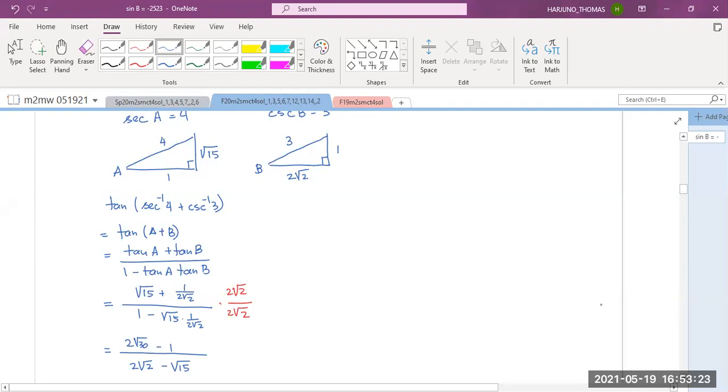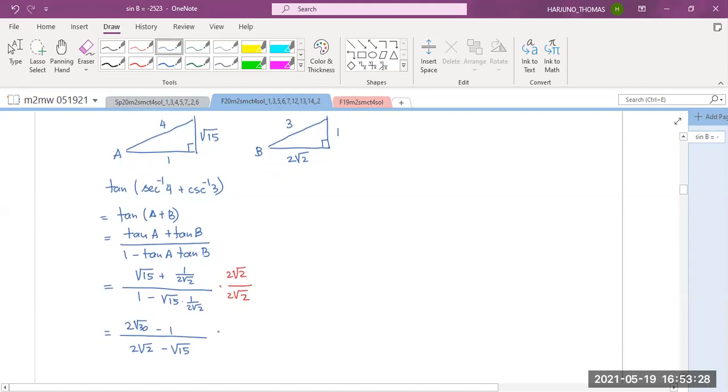Now, the thing is, is this positive or negative? On the top, that's greater than 0, that's positive. Now, the denominator is actually negative, right? There's 2 square root of 2, that's square root of 8, compared to square root of 15. Square root of 15 is greater. So let's say it this way: on the top, that's positive. The bottom is negative.